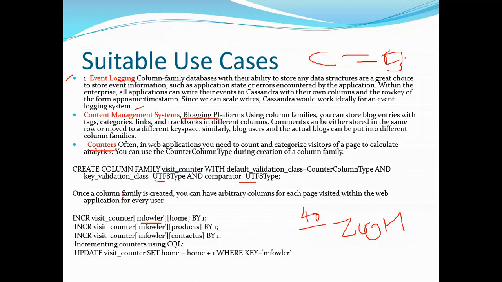So we created this column family, in which M flower is the row, and home, products, contact us are the columns. The values in them, I asked to increment one by one using a keyword called INCR. If you want to update it, how do you do? Update is a command, visit counter is the family, set home equals home plus 1. Suppose previously 10 members visited the home page. Now we add +1, that is, we make it 11. Here where key is the row M flower, I incremented the home value by 1.